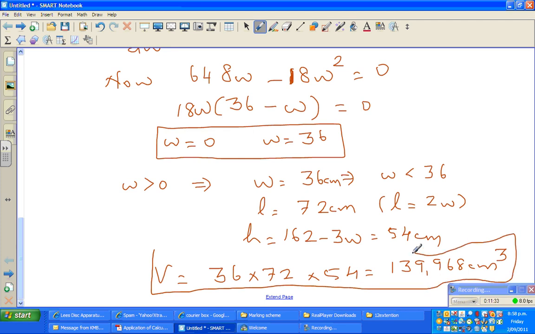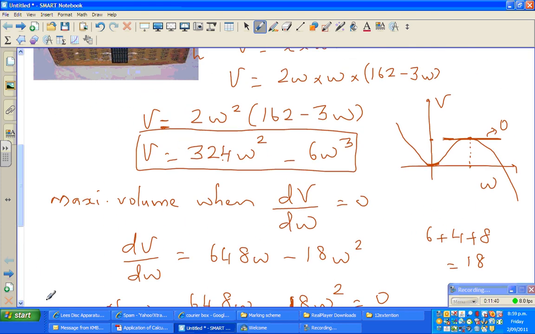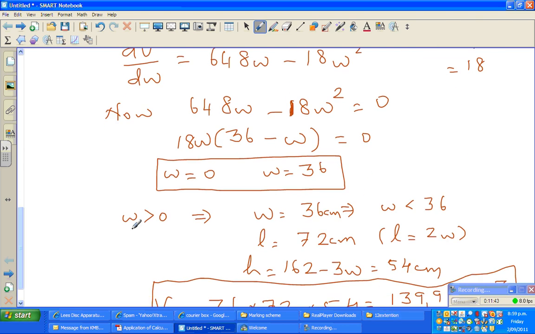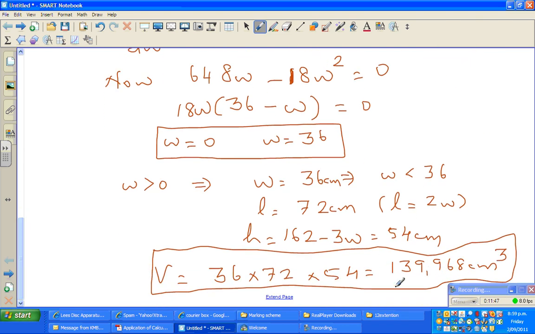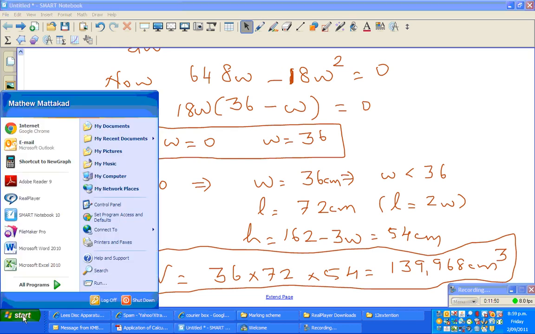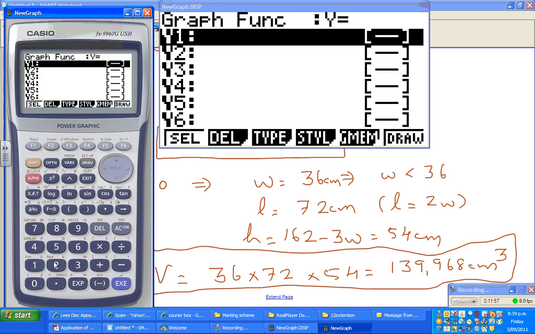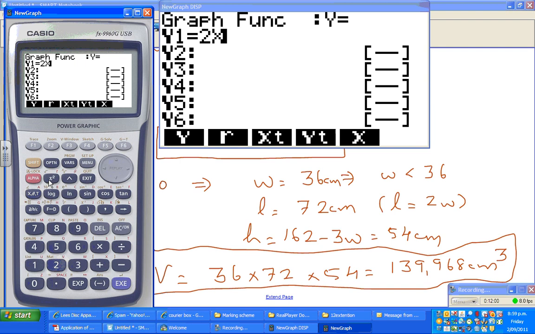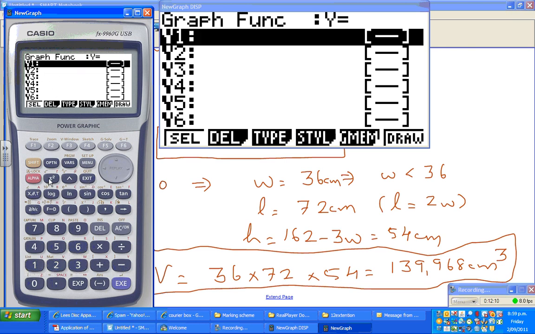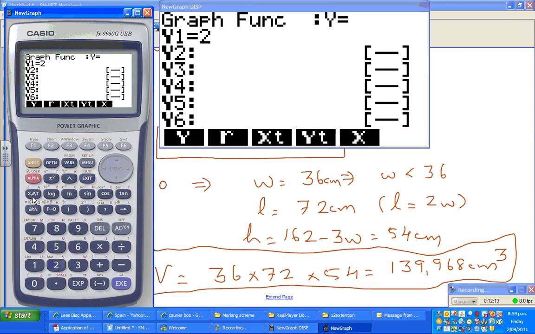Now I'll show you on a calculator how you can check your answer. You should remember your function. We know that the maximum volume is 139,000, so it's almost 140,000. So you have to adjust your scale appropriately. Go to your graph menu and type in the equation, 2x squared times 162 minus 3x. W is replaced by x, that's all. Close the bracket and execute.